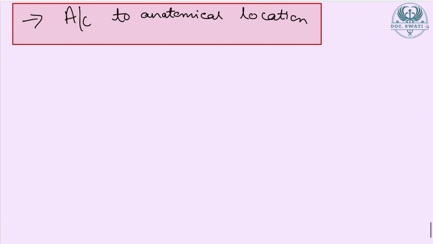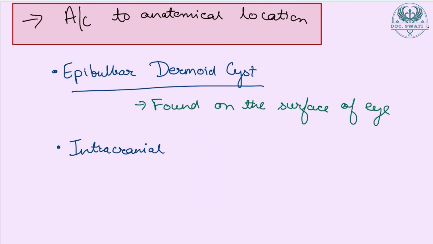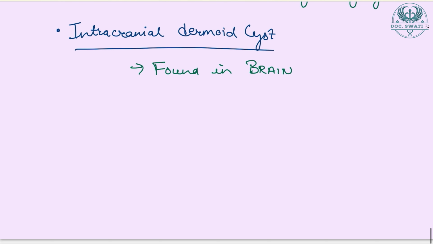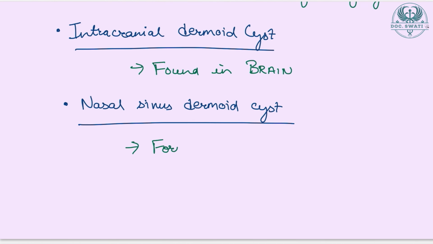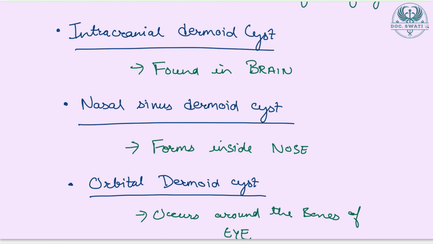Now let's talk about the different types of dermoid cyst according to the anatomical location. First, we have epibular dermoid cyst, which is found on the surface of eye. Next, we have intracranial dermoid cyst that is found in brain. Next, we have nasal sinus dermoid cyst, which is found inside the nose. And last, we have orbital dermoid cyst, which occurs around the bones of your eye socket.